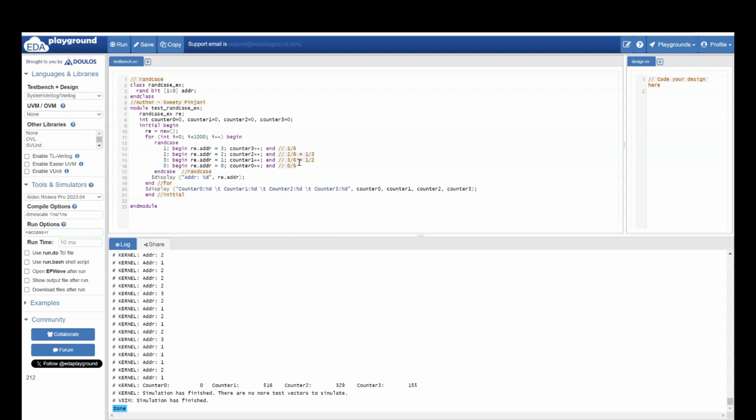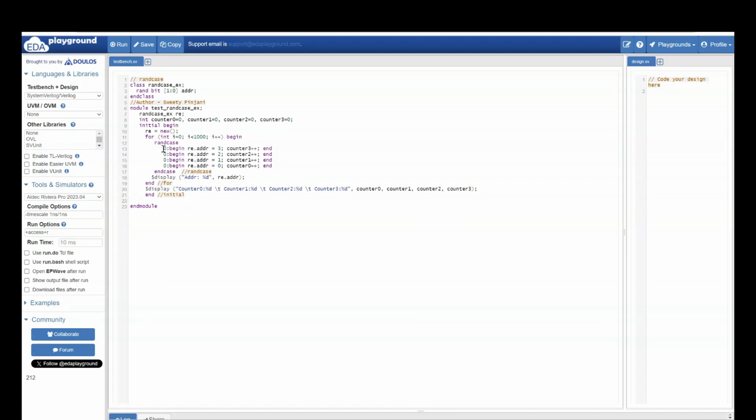Value 2 should get generated almost 1/3 time. It got generated 329 times, which is almost 1/3. And with weight 1, the value of address equal to 3 should get generated 1/6 time. So here if you see for counter 3, we see 155, which is almost 1/6.